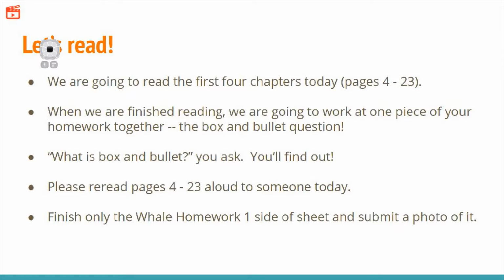When we're finished reading, we're going to also look at one part of the homework together, the box and bullet question. What is box and bullet, you ask? You will find that out after our reading. The last part I want you to notice right here is once we're finished with our box and bullet work, I want you to make sure you reread pages 4 to 23 aloud to someone, and make sure you finish the rest of whale homework number 1, just that side, not side 2. We're doing that on the next lesson, and be sure you submit a photo of homework side 1.